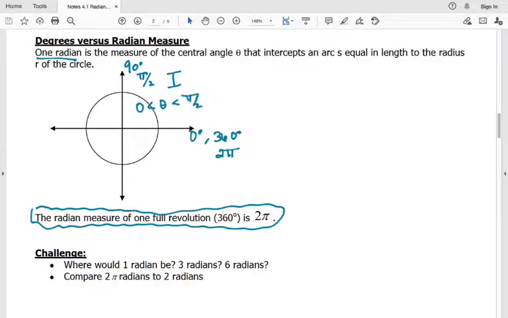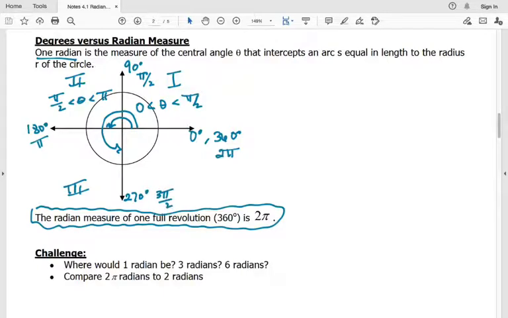All right, if we go another quarter, this would be 180 degrees or pi radians. So everything in quadrant 2 right here would be between pi over 2 radians and pi radians. Down here in quadrant 3, when I do this rotation, this would be 270 degrees, or we would say 3 pi over 2. So everything in quadrant 3 is between pi and 3 pi over 2.